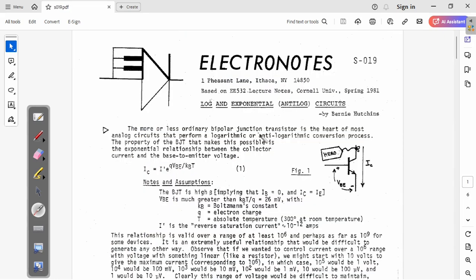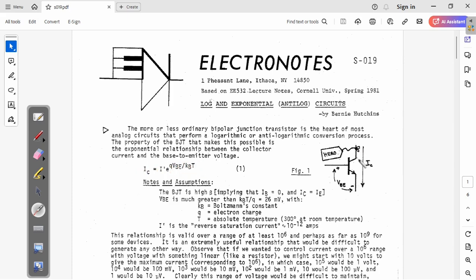Okay, so this is that document, S019 Electronotes. As you can see, it's kind of old school. It's from 1981, but it's very well written and very well explained. The guy responsible for this is Bernie Hutchins, pretty well known in the world of analog synth with those Electronotes, and the website has tons of stuff too. Anyway, I encourage you to read this thing because it's well explained. But let's go through a few things.